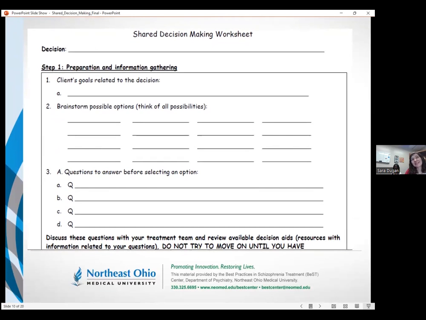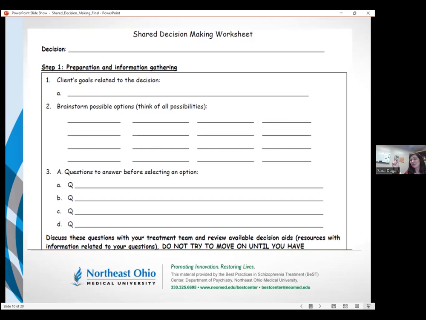In doing that, one way that this could be accomplished is having a shared decision-making worksheet. So something that's filled out. This is one that's used by our first program. If you just Google shared decision-making worksheet, there are at least 50 different templates that are out there and available for all kinds of different decisions. You could use one of those, you can make your own, but sometimes that documentation is helpful.